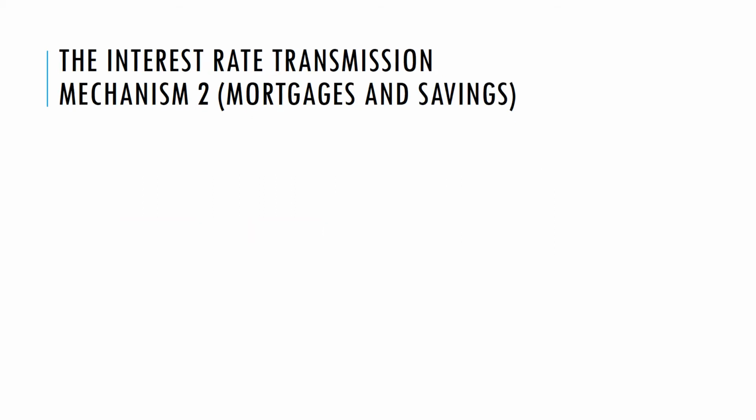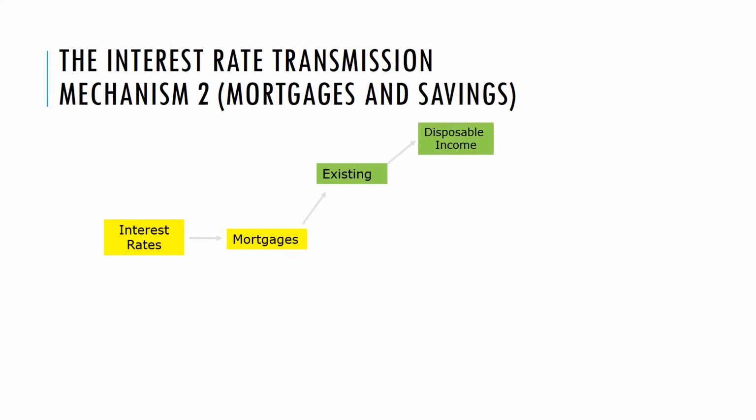There is a second route that we can use to explain the impact of interest rates, and that's by considering the level of mortgages and savings. Let's imagine again that interest rates are being cut. How is that going to impact mortgages and savings? Well, in terms of mortgages, it's going to make existing mortgages cheaper, which is going to increase people's disposable income. They're going to be paying less in their mortgage each month. They'll have a bit more money left over to spend.